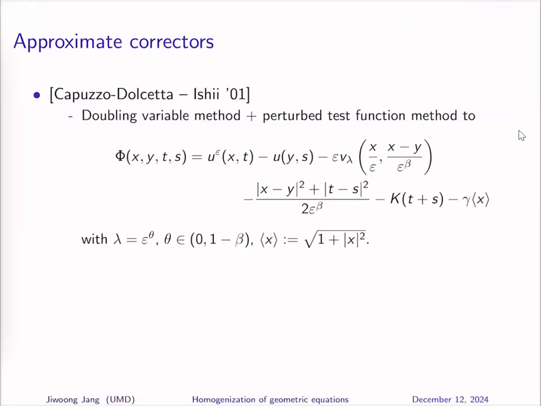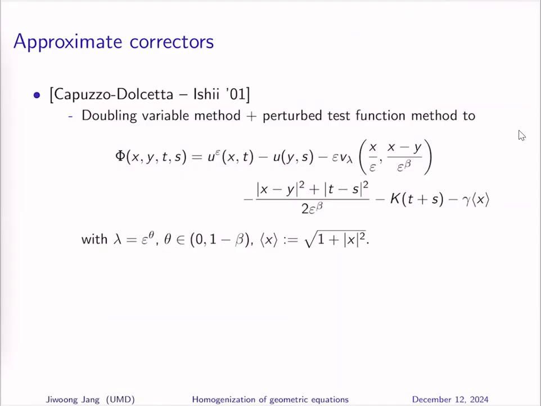I'd like to introduce the use of approximate characters. I guess it appears in many places, but here's one example in the literature. This is about the quantification of the homogenization of first-order Hamilton-Jacobi equations. Capuzzo-Dolcetta and Ishii gave a rate of convergence for the first-order Hamilton-Jacobi equations, and they provided the framework combining the doubling variable method and the perturbed test function method.